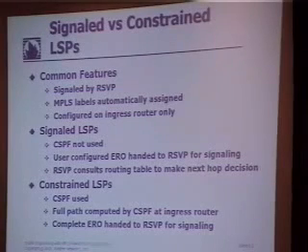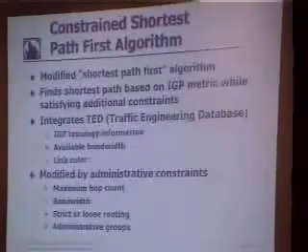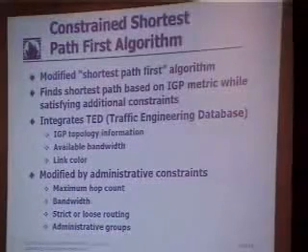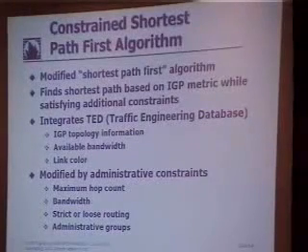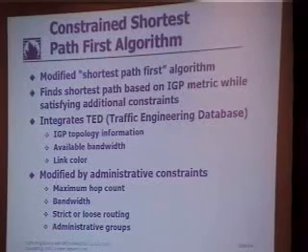So in the case of constrained LSPs, at the bottom of the slide, the head-end router is building the complete ERO, so the complete source route for the LSP, based on the constraints you've given it. As I mentioned, it's just a modified shortest path first algorithm. It's just smart enough now to look at other variables than just link costs.